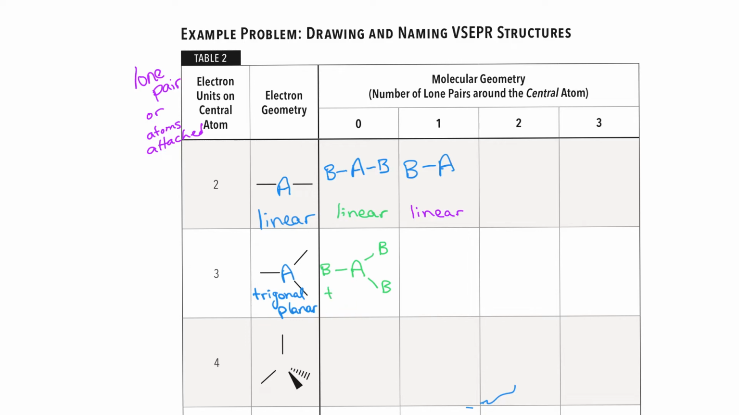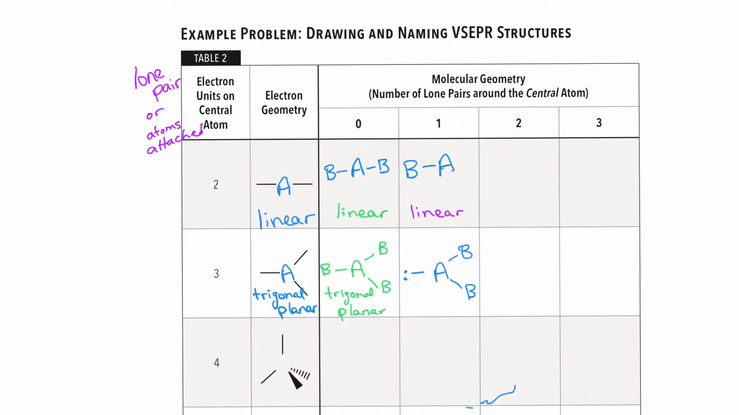We've got trigonal planar for our molecular geometry. Now if we've got one lone pair on here and then 2 atoms attached, we're going to end up with... so this is what it would look like if we were drawing the electron geometry, where we'd have 1, 2, 3 things around our central atom.